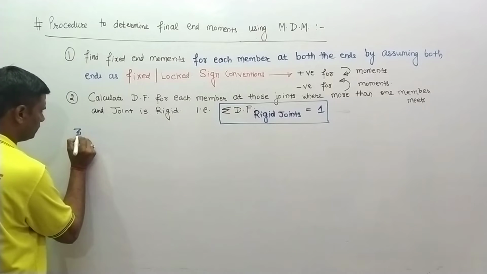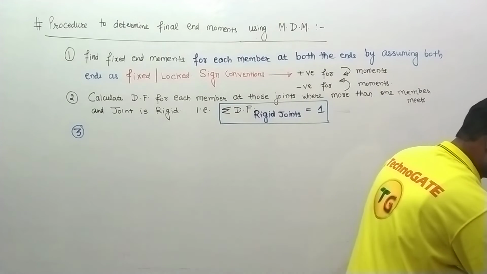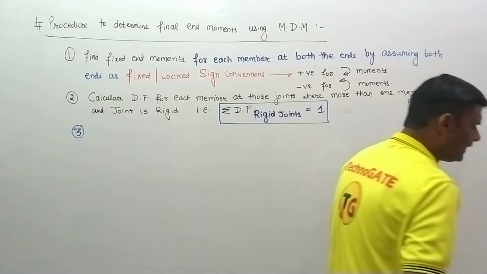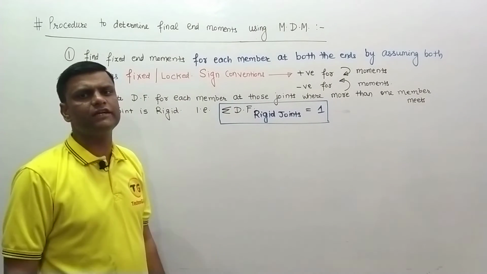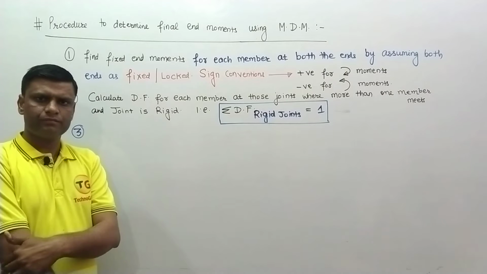Now, third step. Basically, we have to calculate the algebraic sum of all fixed end moments at the rigid joints.